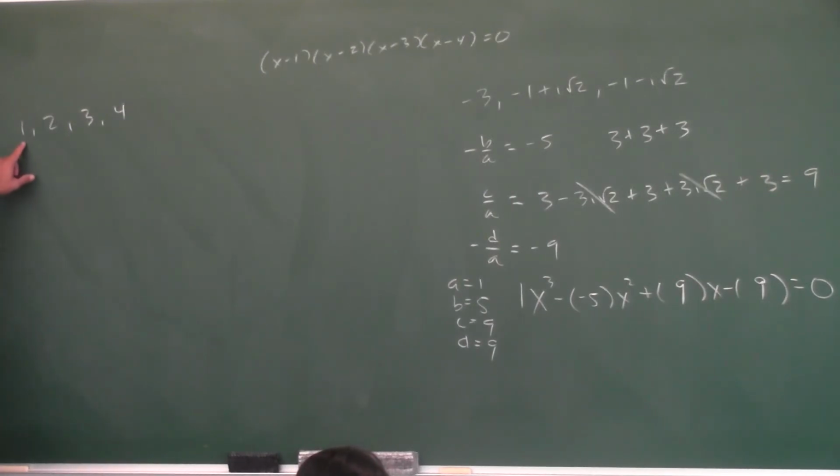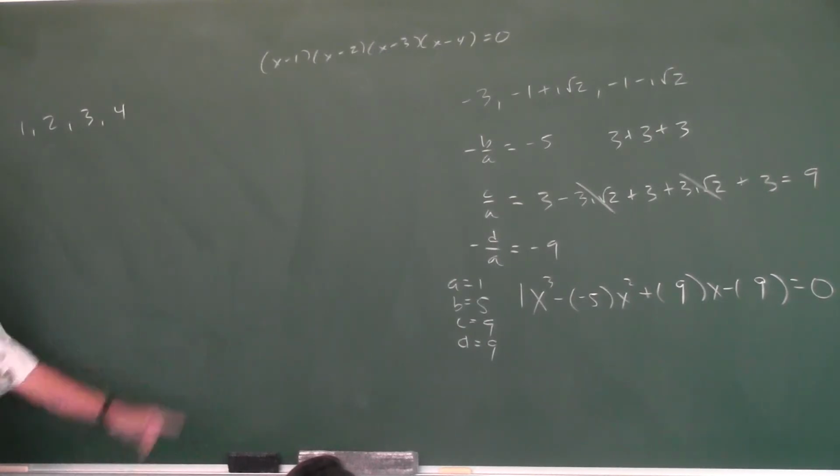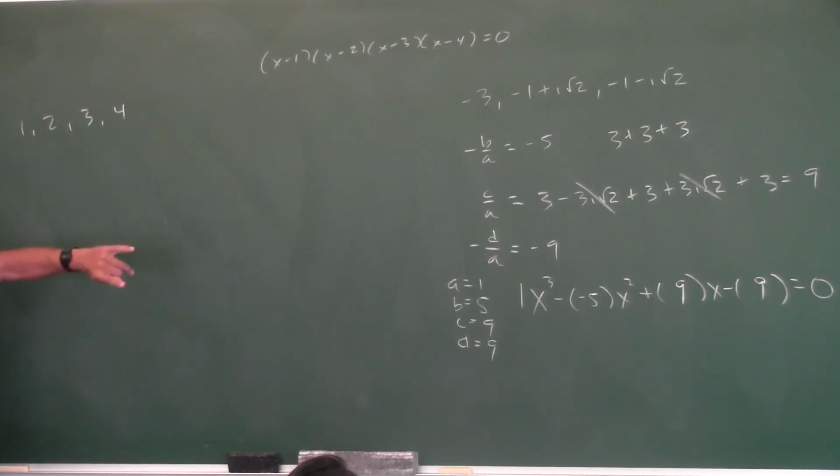Okay, but what if instead of 1, 2, 3, 4, you got 2 plus or minus root 5? 2 plus root 5, 2 minus root 5, 3 plus i root 7, 3 minus i root 7. Then you're going to do that? I don't think so. This is what you want to do. I'm going to employ this method. Okay? Watch this.